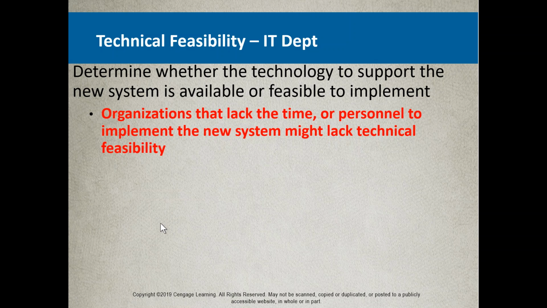All right, so an organization that lacks the time or people to implement the new system might lack technical feasibility. So in my case, I kind of got caught up with the feasibility of my system because I didn't have the personnel to help me implement the new system effectively. I was looking around for more support. I was trying to find other faculty, saying, hey, do you like this idea? I went to department meetings, I went to management, and I tried to get support.